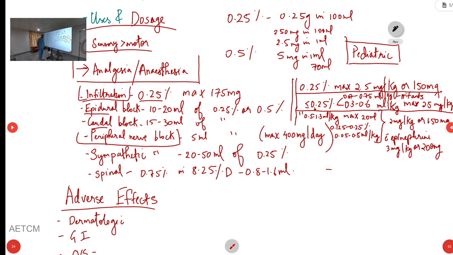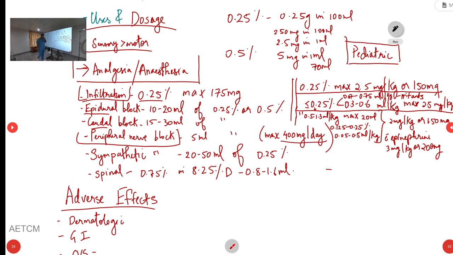In peripheral nerve block, we will give around 5 ml. So we can take again 0.25 or 0.5 percentage, and we can give around 5 ml of those concentrations. And the maximum dose we can give is up to 400 mg per day. So that is the max dose we can give.